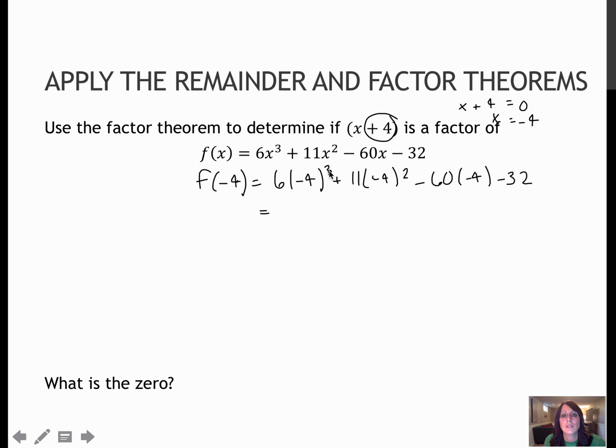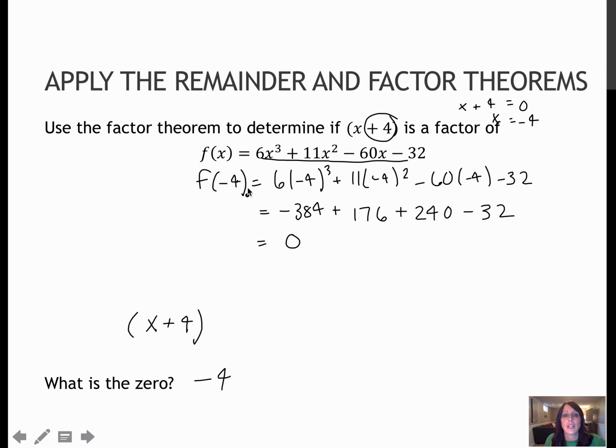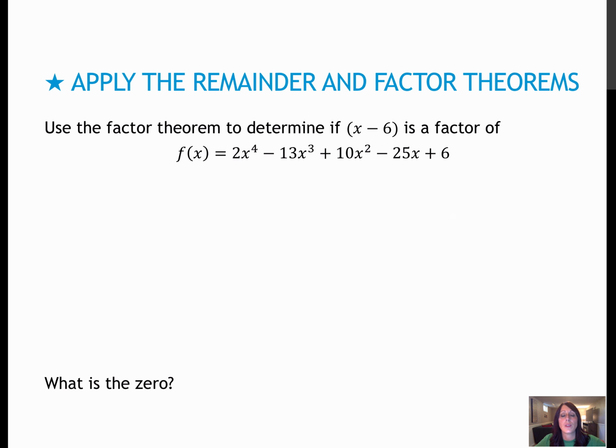That gives me -64 times 6, which is -384. -4 squared is 16 times 11, which is 176. Minus 60 times -4 is plus 240, and then minus 32. Combining those 4 values together, I do get 0. So with a solution of 0, that tells me that x plus 4 is a factor of this polynomial. It also tells me that a 0 is -4, which is of course the value that I plugged in. Try this one on your own and then press play to check your work.